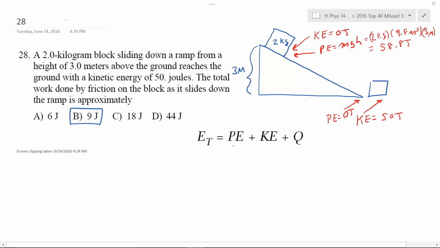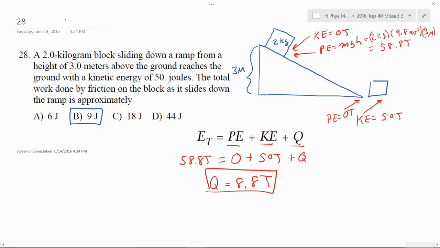So the total energy is potential plus kinetic plus internal energy, which is usually heat in these problems. So at the top, the T here means total, but at the top, it has just potential energy, which we said is 58.8 joules. At the bottom, it has no potential energy because it's on the ground. It has 50 joules of kinetic energy because we're told that. And we want to know what this internal energy is. So when we subtract these, you can see that the internal energy is 8.8 joules, or approximately 9 joules.